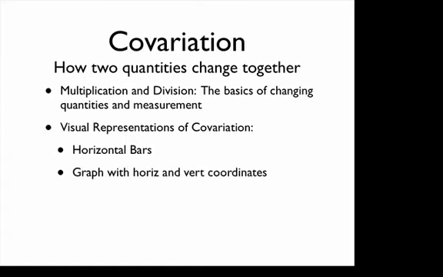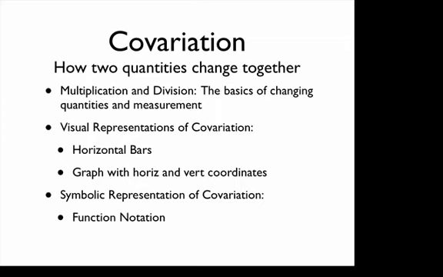And then there's the more familiar visual representation, but we've stepped back and seen where that comes from, right? That's the example I showed earlier. A graph, your typical graph in horizontal and vertical coordinates, is another way to represent the covariation of two quantities. And then on Wednesday, we started talking about symbolic representation of covariation, and that's function notation.